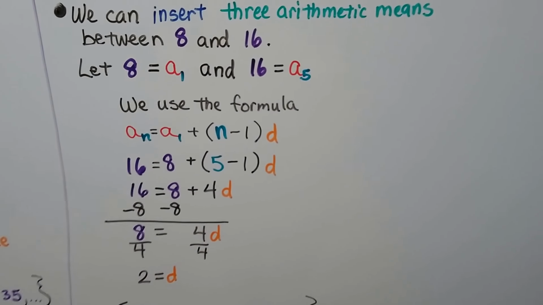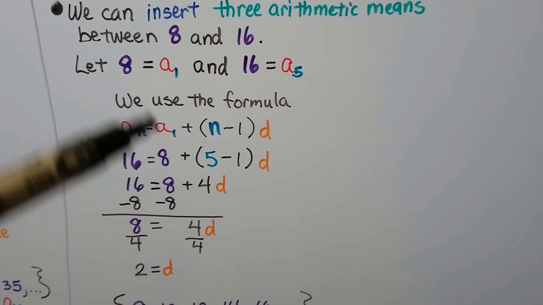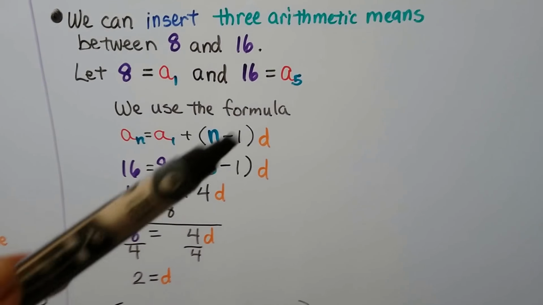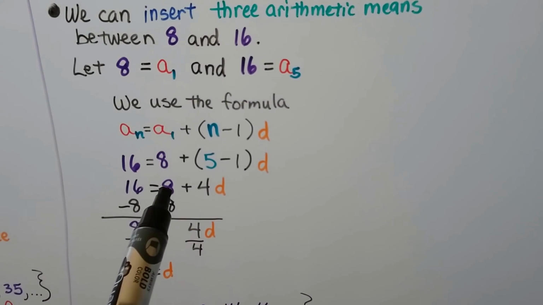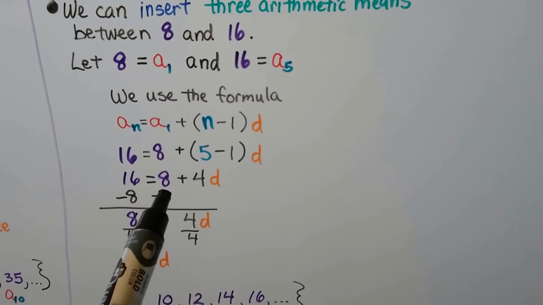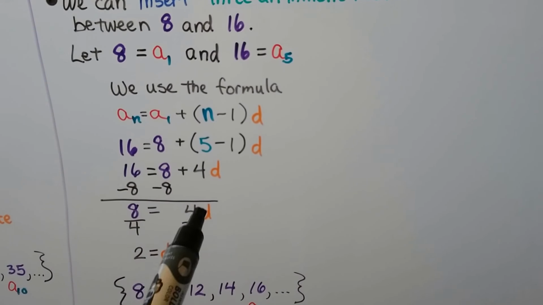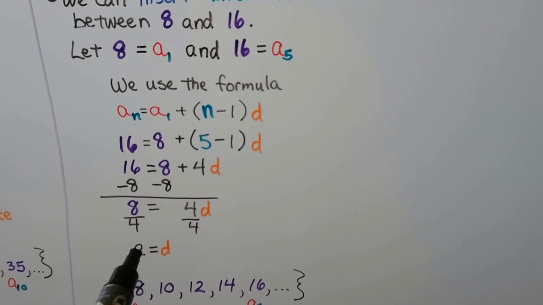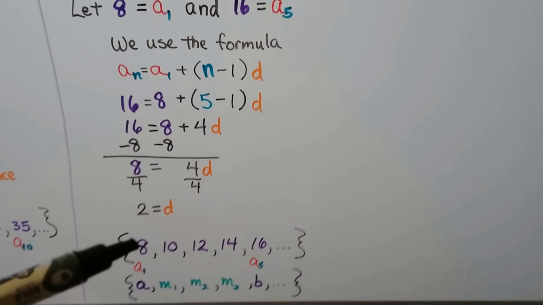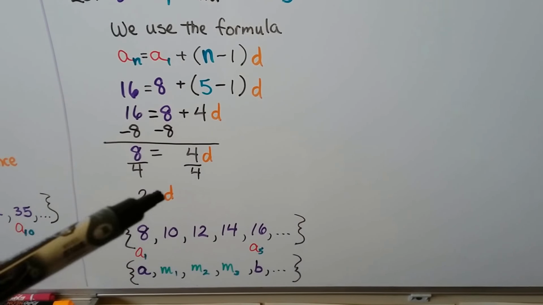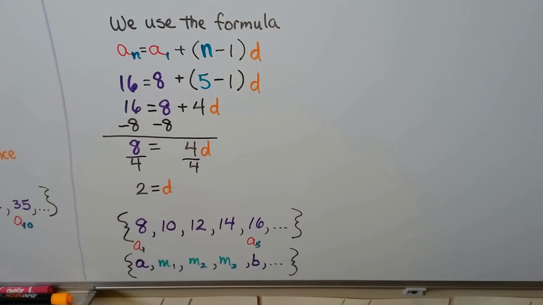We use that same formula, and we've got 16 is equal to 8. There's our a sub 1, see? Plus, this is the 5th one, so it's got a 5 minus 1 times d. We can simplify this to 8 plus 4d. We can get rid of the 8 by subtracting it from both sides of the equal sign. It gives us 8 equals 4d. We divide both sides by the 4, and it simplifies to 2 equals d. So, if 8 is our first term, and our common difference is 2, then we're going to say 10, 12, 14, and then we'll get to a sub 5, which is 16. See?